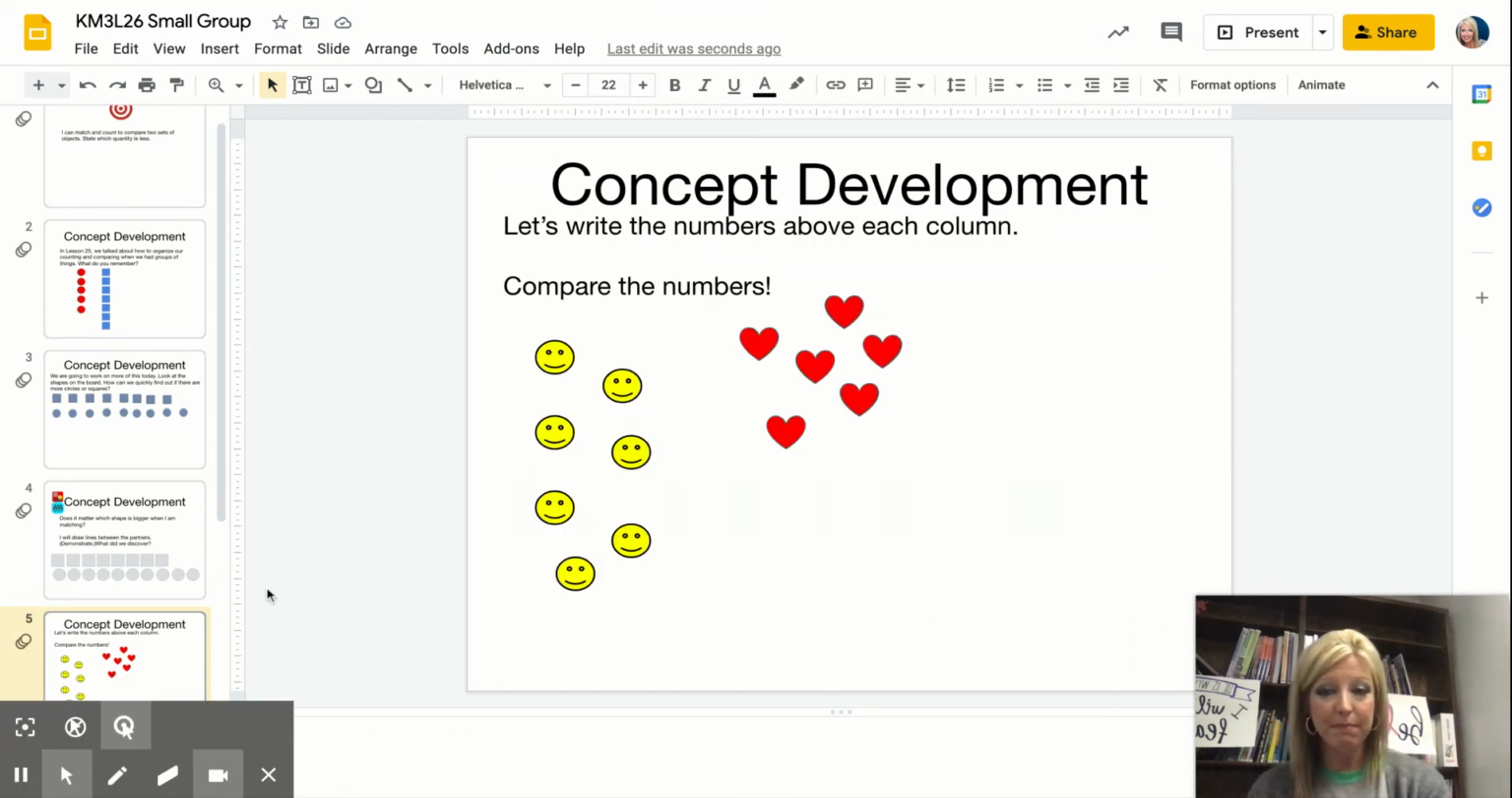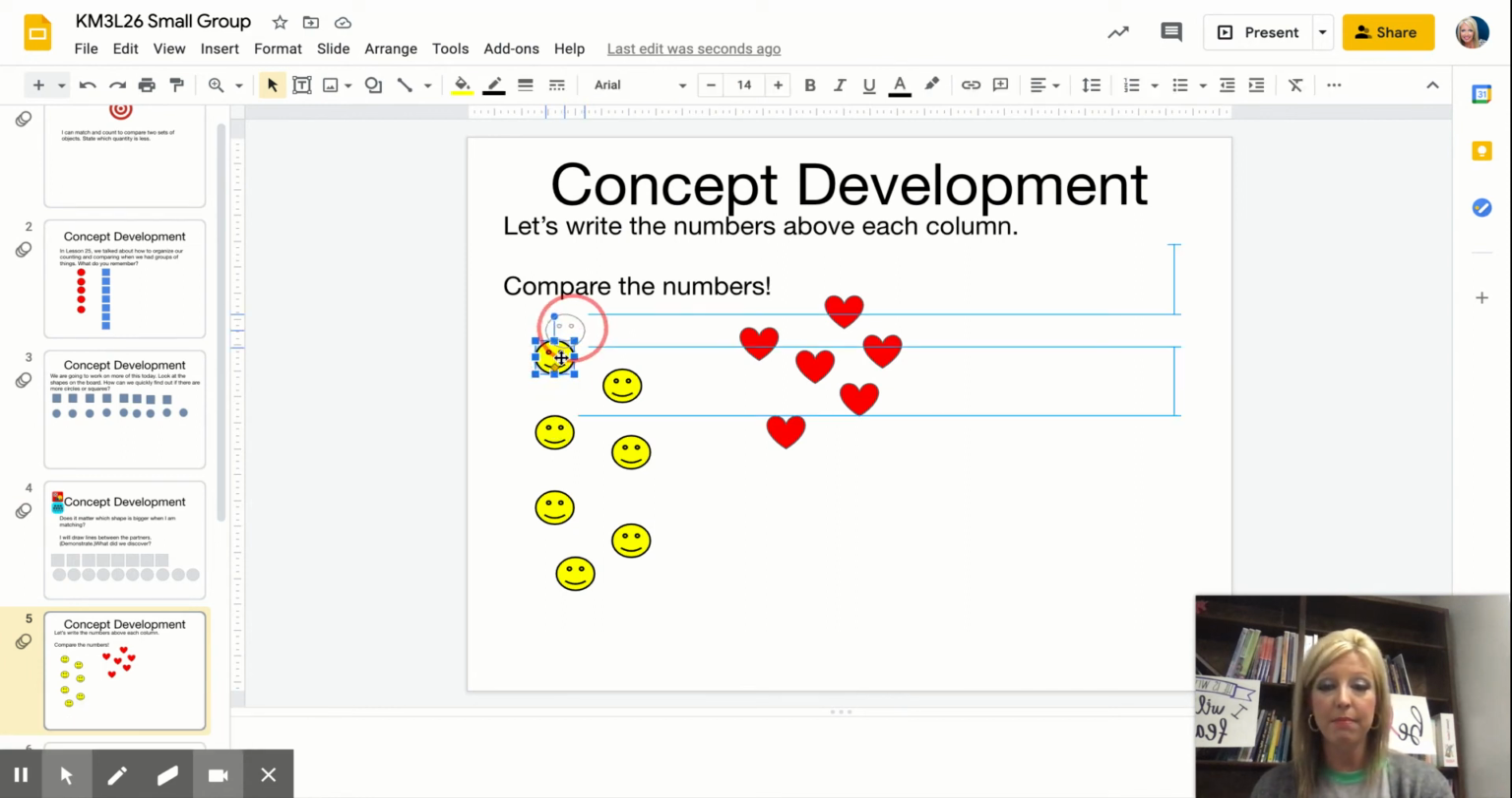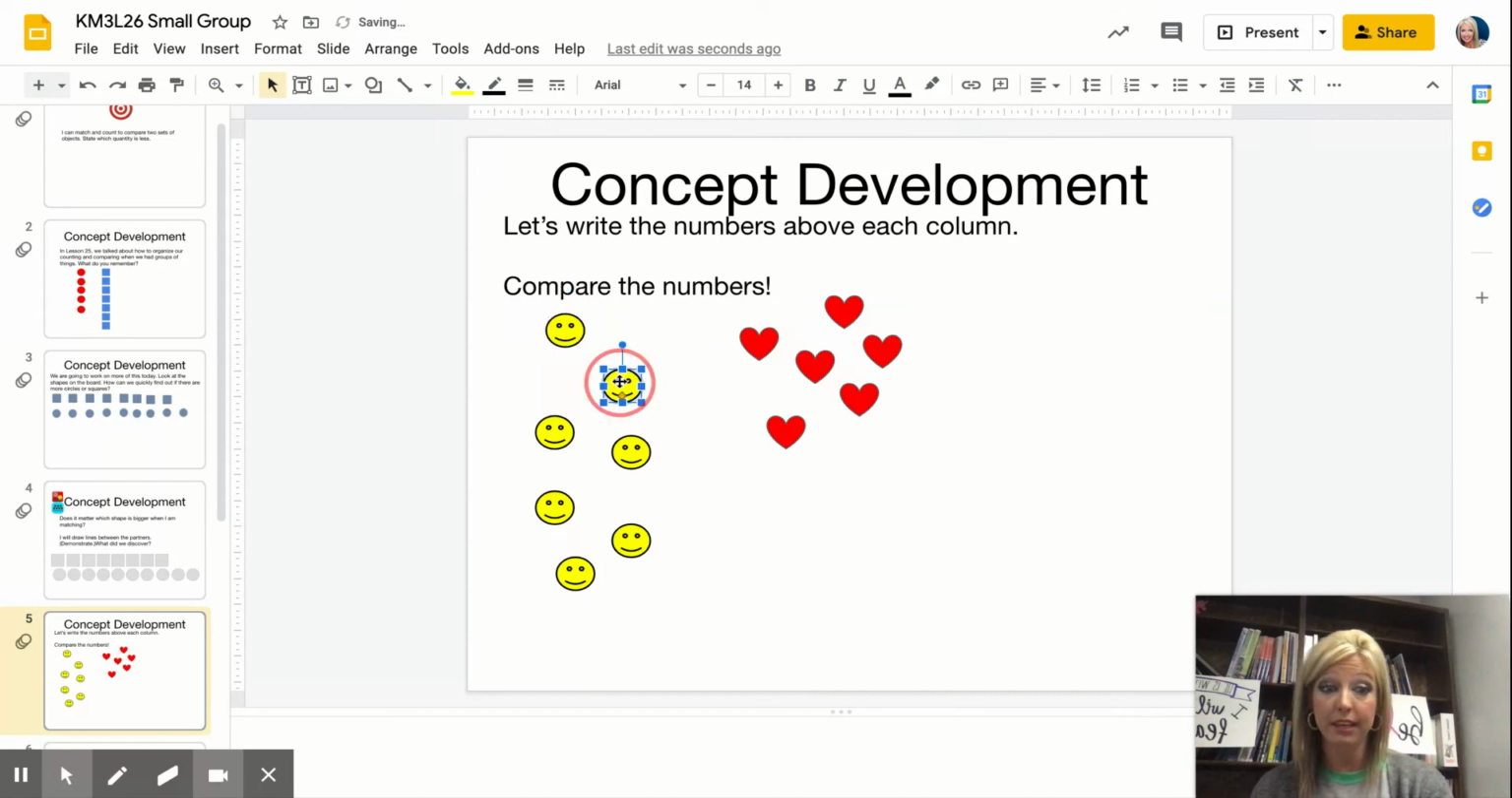Now let's compare these right here. We have smiley faces and hearts. So now I'm going to line them up and down. And if you want to hear a big kid word for up and down, we call that columns. When we arrange things up and down like this, we arrange them into columns. When we arrange them side to side, we arrange them into rows.